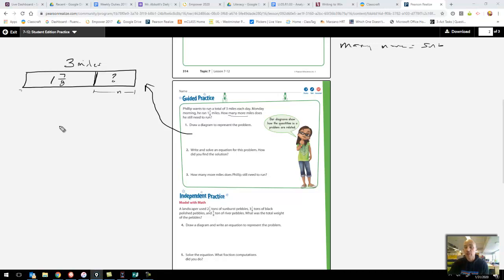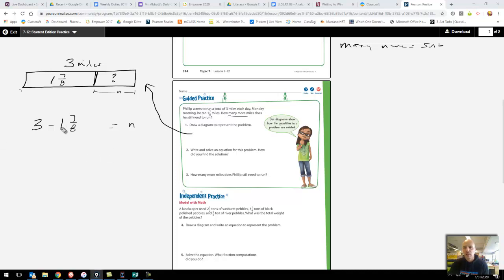What equation can we write? Well, we could write 3 minus 1 7/8 equals n, our number here. You could also think about it in terms of this plus this equals 3, right? 1 7/8 plus n equals 3. Either way, we're trying to find out what the n is, and this part right here is going to help us get there. So 3 minus 1 7/8 is what we want to do.